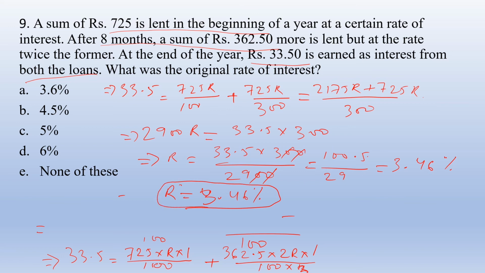So we find that 3.46 is not given here. There is no correct option given here, so E will be the correct option.